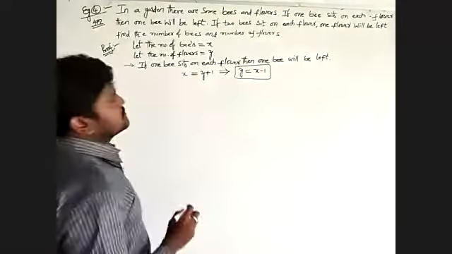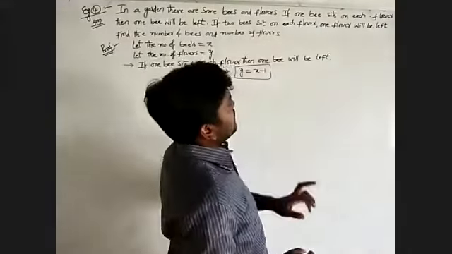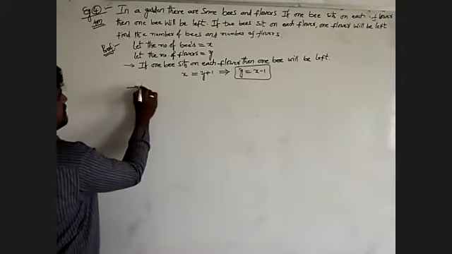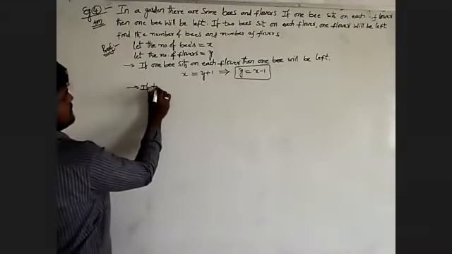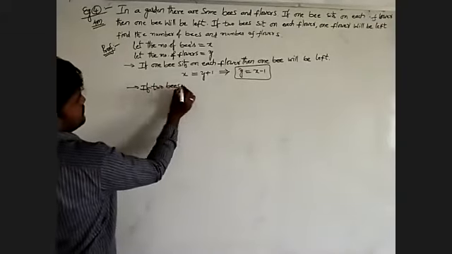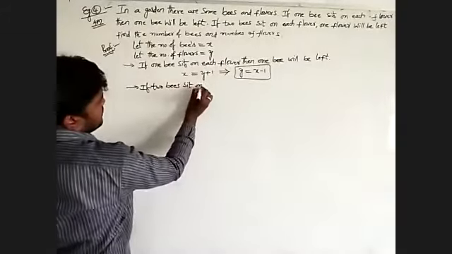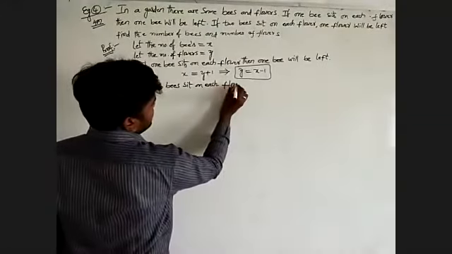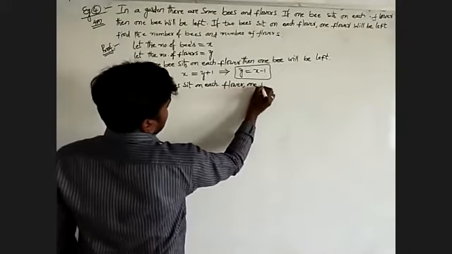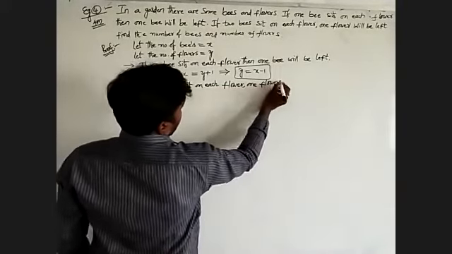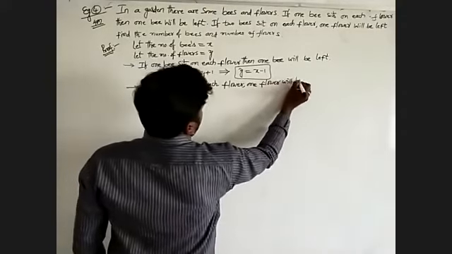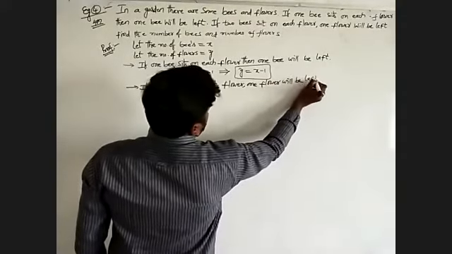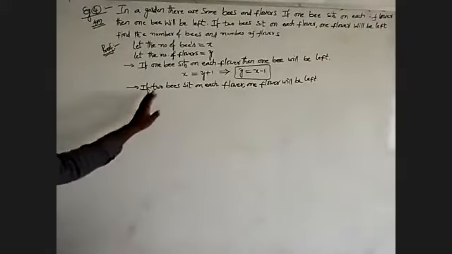Also given another statement: if two bees sit on each flower, one flower will be left. How to write this statement? If two bees sit on each flower, one flower will be left. Listen carefully to this one. Two bees sit on each flower.